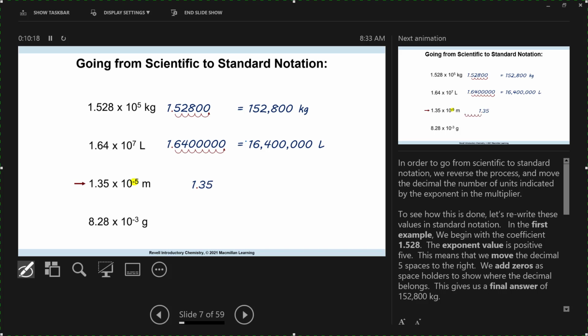Now, this is going to be a smaller number, negative exponent. So we are now going to essentially divide by 10 to the 5th. We're going to create a smaller number. So we're going to move our decimal point 5 places to the left. And we can keep going. This one, 3 decimal places to the left.